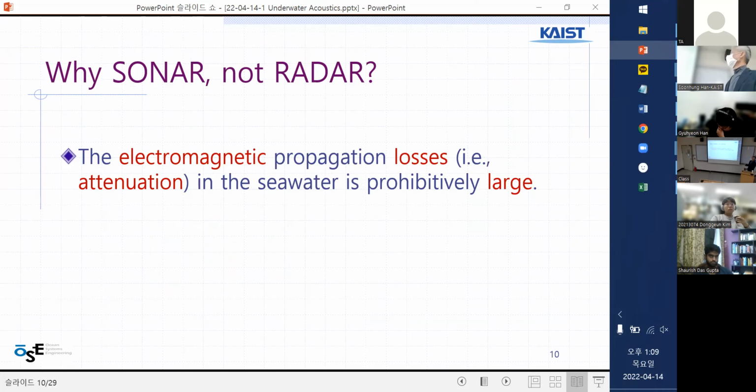Why sonar? Why do we not use radar inside a submarine? Because radar is more clear, but the electromagnetic propagation is not going well inside the water. That is the reason. Sound is not as good as the electromagnetic wave. Not clear.